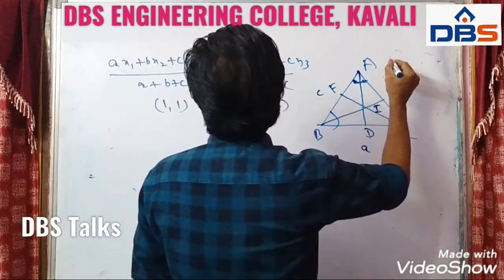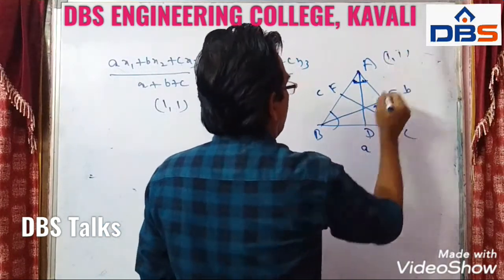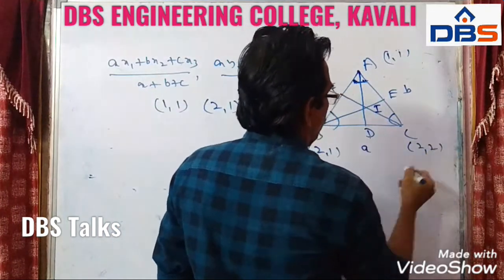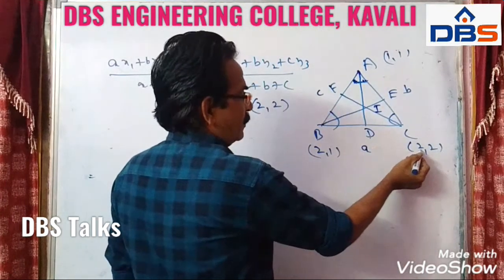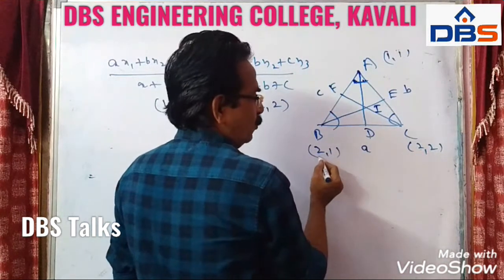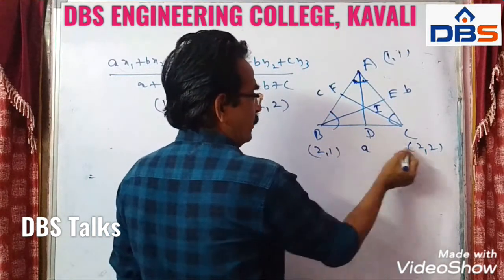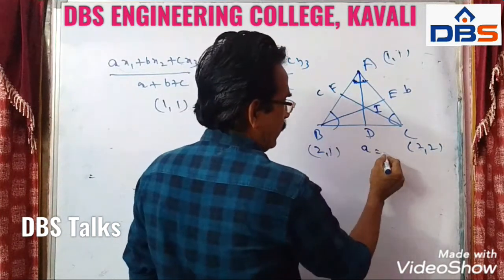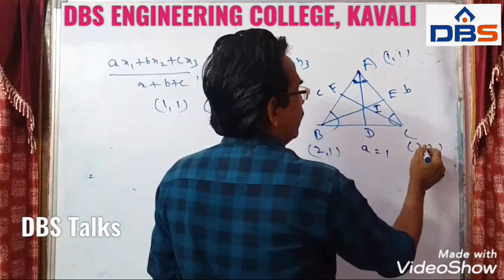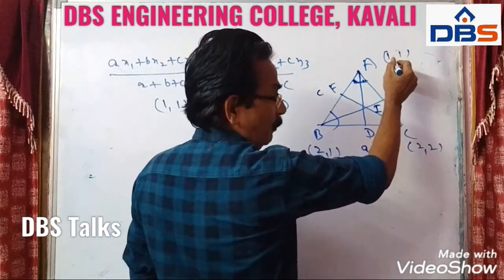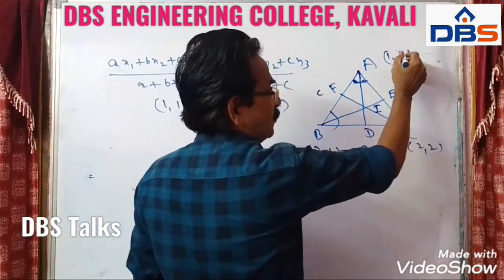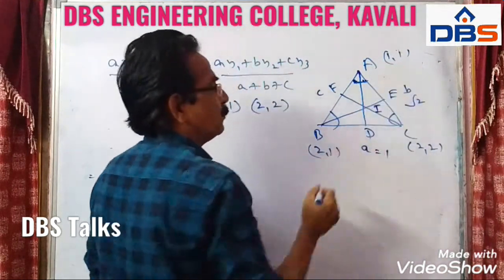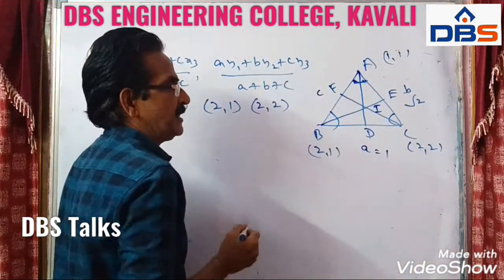What is a? The coordinates are A(1, 1), B(2, 1), C(2, 2). For a, the length BC: 2 minus 2 is 0, and 1 minus 2 is minus 1, whole square, 1. So a is equal to 1. For b, the length CA: 2 minus 1 whole square, 1 square, 1, and 2 minus 1 whole square, 1. So 1 plus 1, 2, root 2. b is equal to root 2, friends.